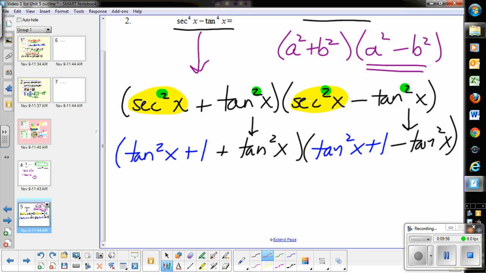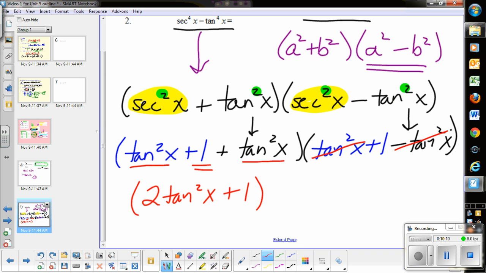Now check this out. I have 2 tangent squares, and then I have a 1. And over here, really cool, I have a tangent squared and a minus tangent squared. Those add up to 0 plus a 1. When I multiply this first parentheses by the 1 doesn't matter, so I don't really need that. Something times 1 is itself. And that's going to be my final answer, because I can't think anything else to do with it. I think it's as simple as it gets.